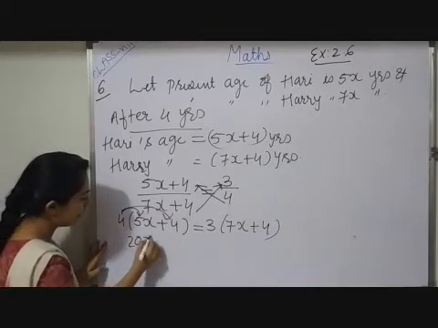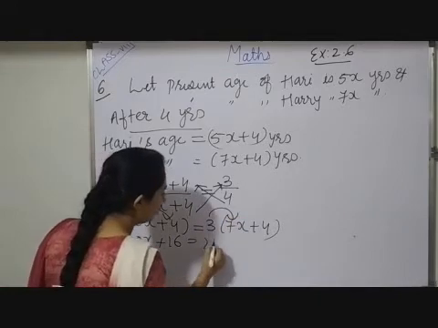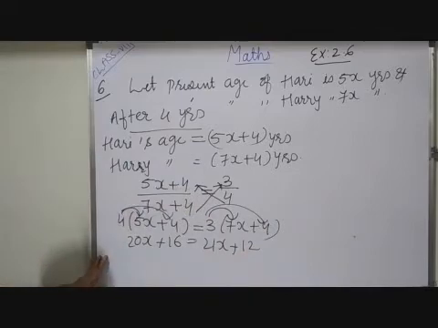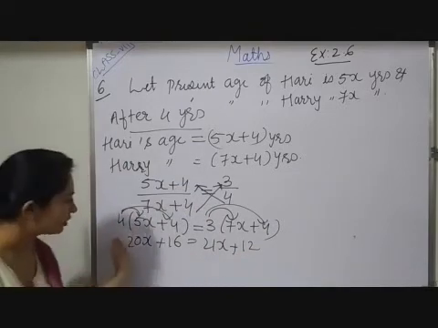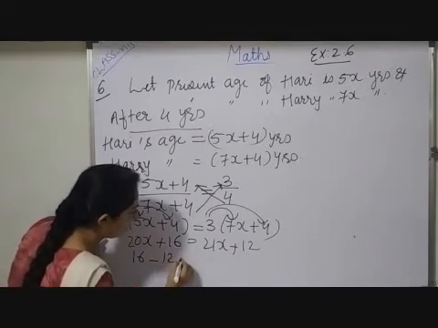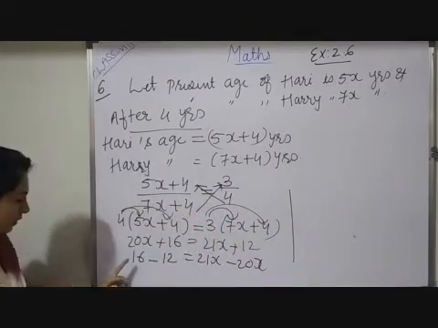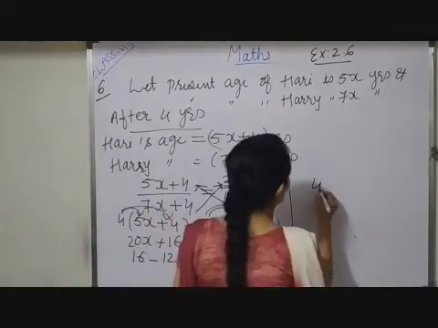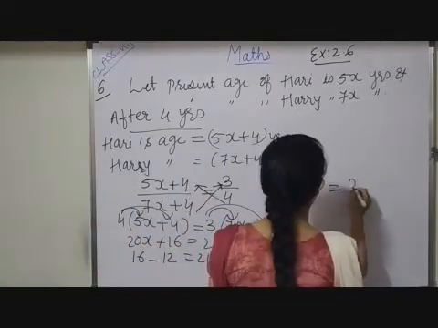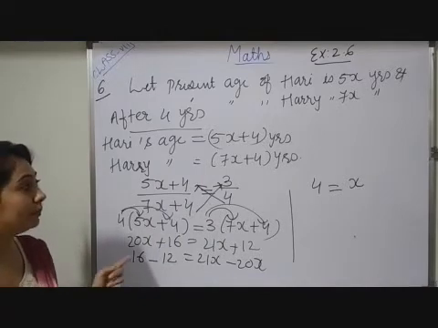Now do gradual multiplication. 4 5s are 20x plus 4 4s are 16, which is equal to 7 3s are 21x plus 3 4s are 12. Now collect variables on one side. Since 21 is bigger than 20, I am shifting it to that side. So 16 is positive, on this side it will be minus 12. So 21x minus 20x, and 16 minus 12 is 4, which is equal to x. So x is equal to 4.